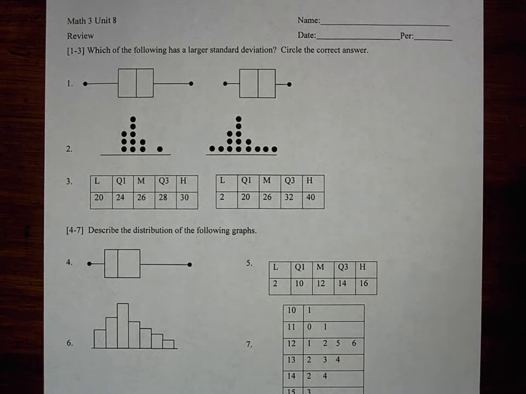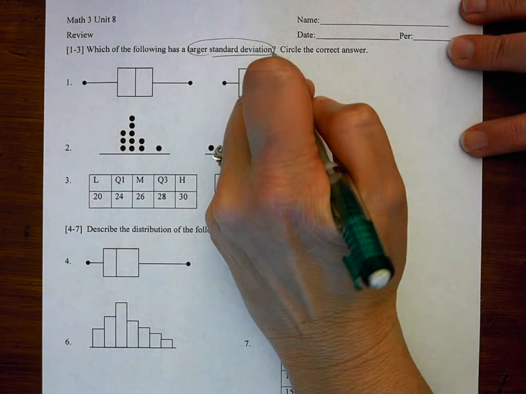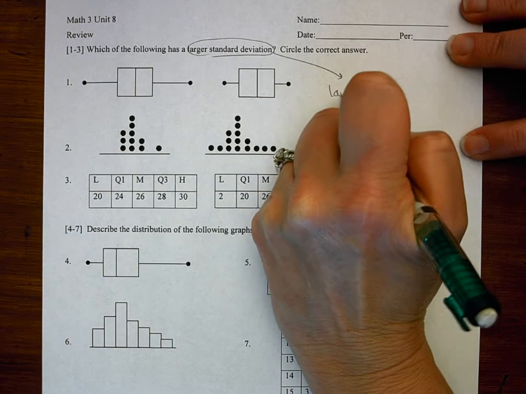So this is the actual review worksheet, not the PowerPoint, but the review worksheet. There'll be some overlap because a lot of the PowerPoint questions were pulled from the review worksheet. For questions 1, 2, and 3, they're looking to see which one has a larger standard deviation. A larger standard deviation means a larger spread of data, right?